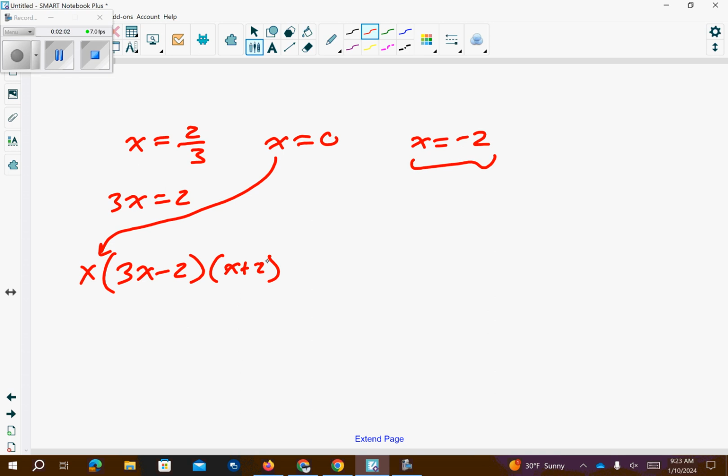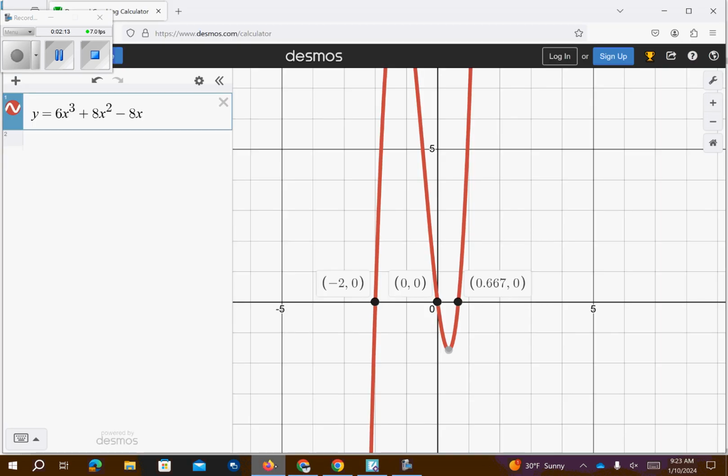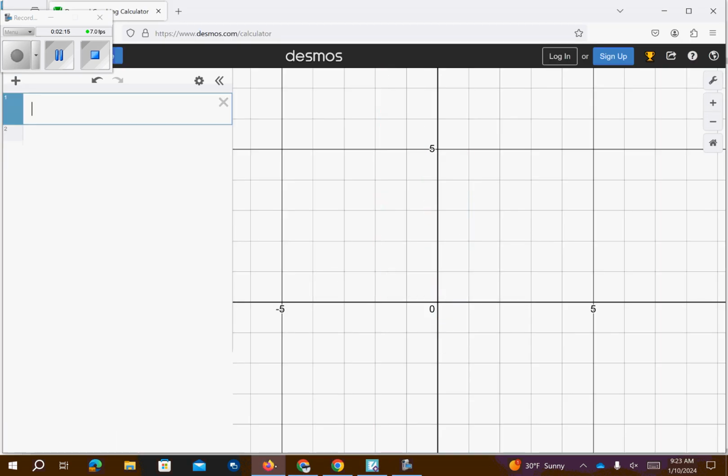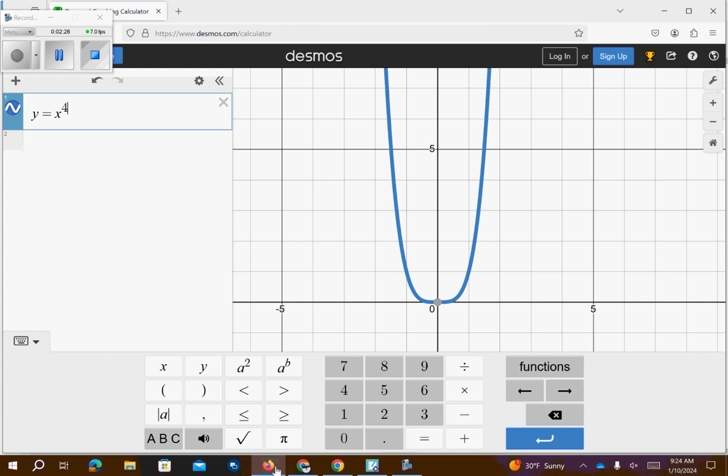All right, then we get to number 8. Now, some of you might recognize number 8 as the difference of two squares. Fantastic. I love you for it. But let's see what Desmos does with number 8. So I'm going to go y equals, and I have x to the 4th, and then minus 1. So you got this weird-looking, flat-looking parabola.